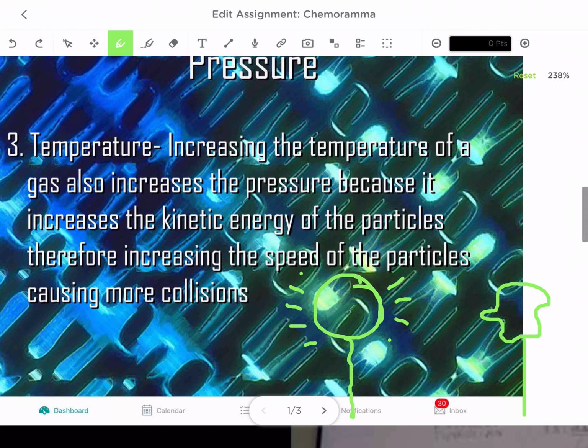So, how is pressure affected by temperature? If I decrease the temperature, what happens to the pressure? What happens is the particles start moving slower. So if I decrease the temperature, the pressure also goes down.